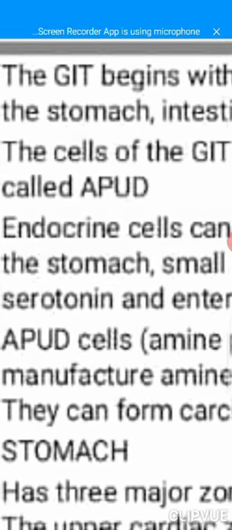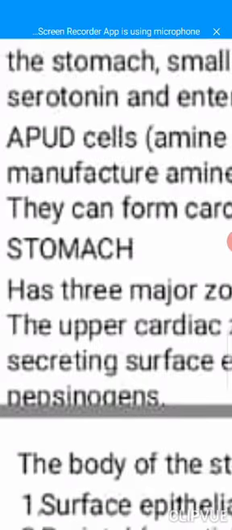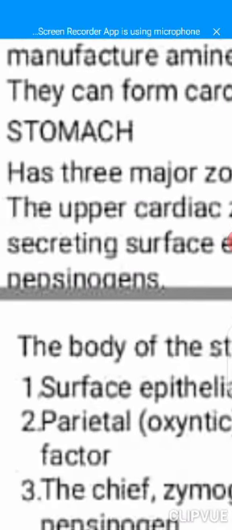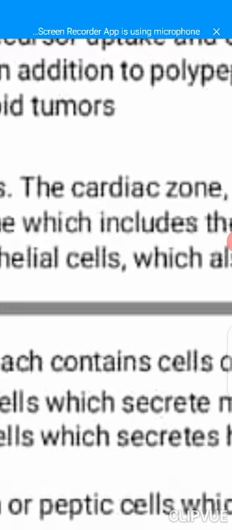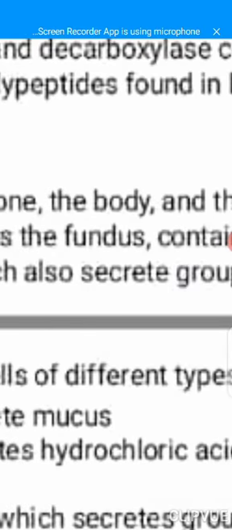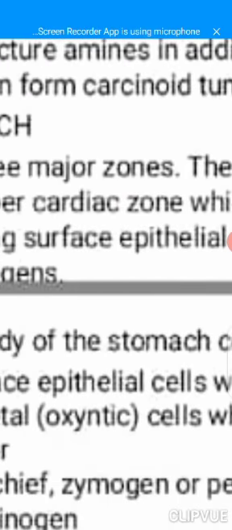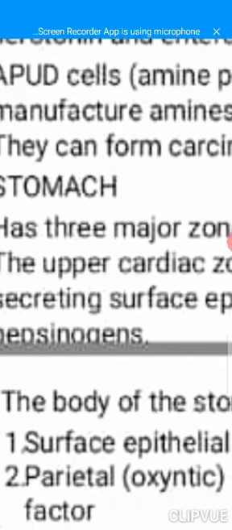Now, if you won't remember anything about the stomach, note that the stomach has three main parts. We have the cardiac zone, we have the body, then we have the pyloric zone. So if you are not going to remember anything, you must remember that.